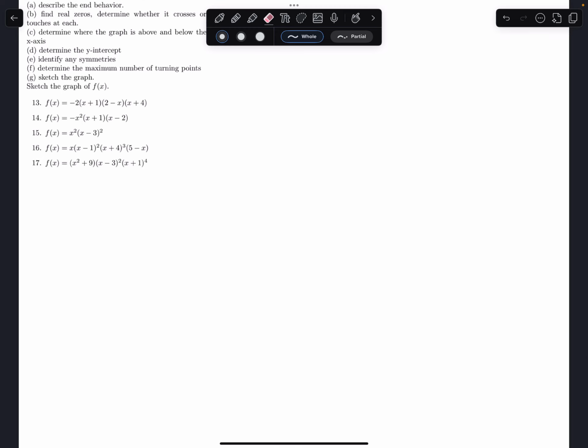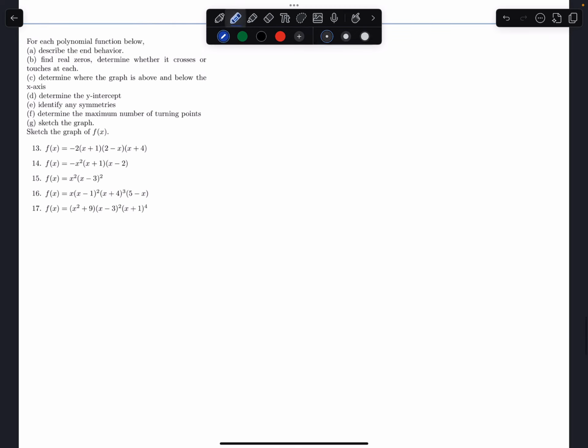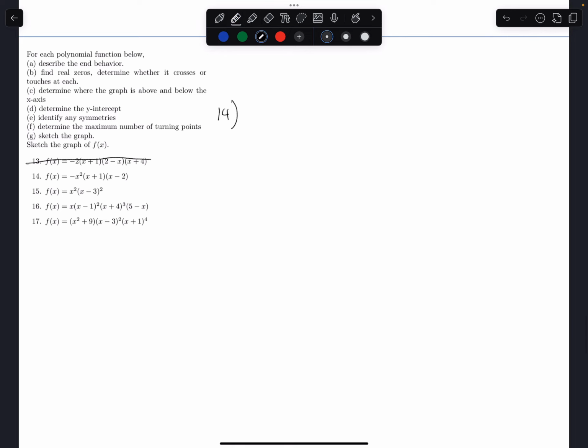Okay, here we go. So doing question number 13 down, onto number 14. Okay, so end behavior first. First, we have to determine my leading term. So I've got a negative x squared, I've got an x, and I've got an x. So that's going to be negative x to the 4th. This is my leading term. The leading coefficient would be -1, yeah?